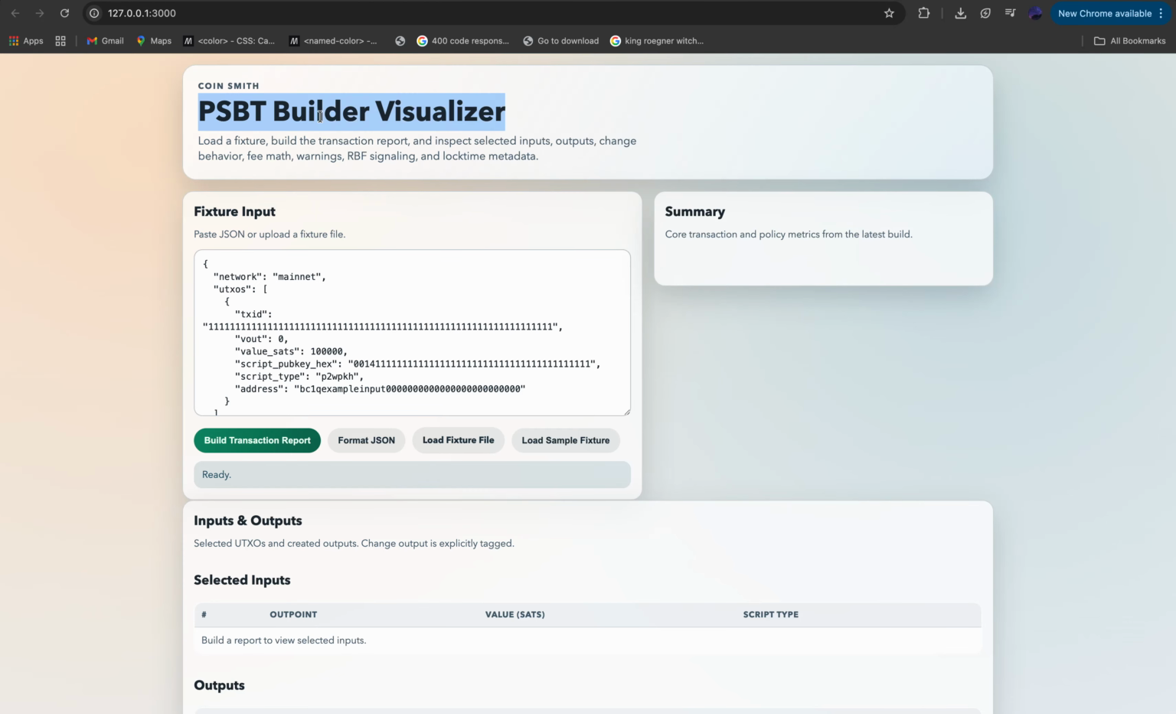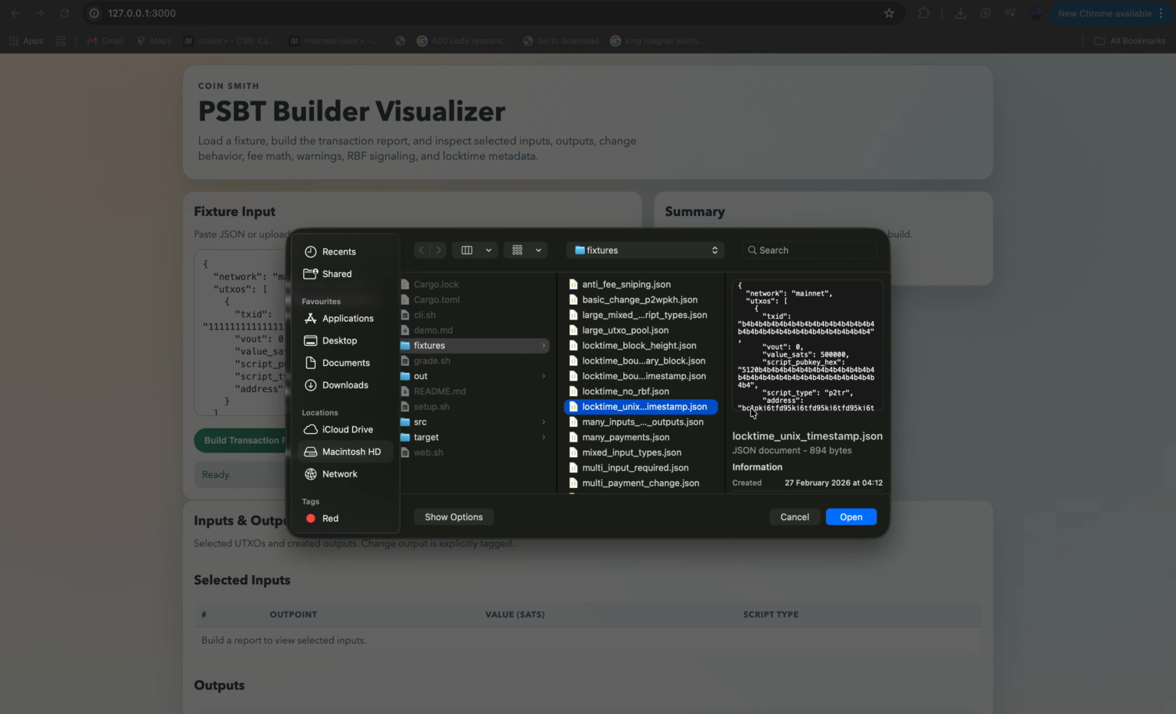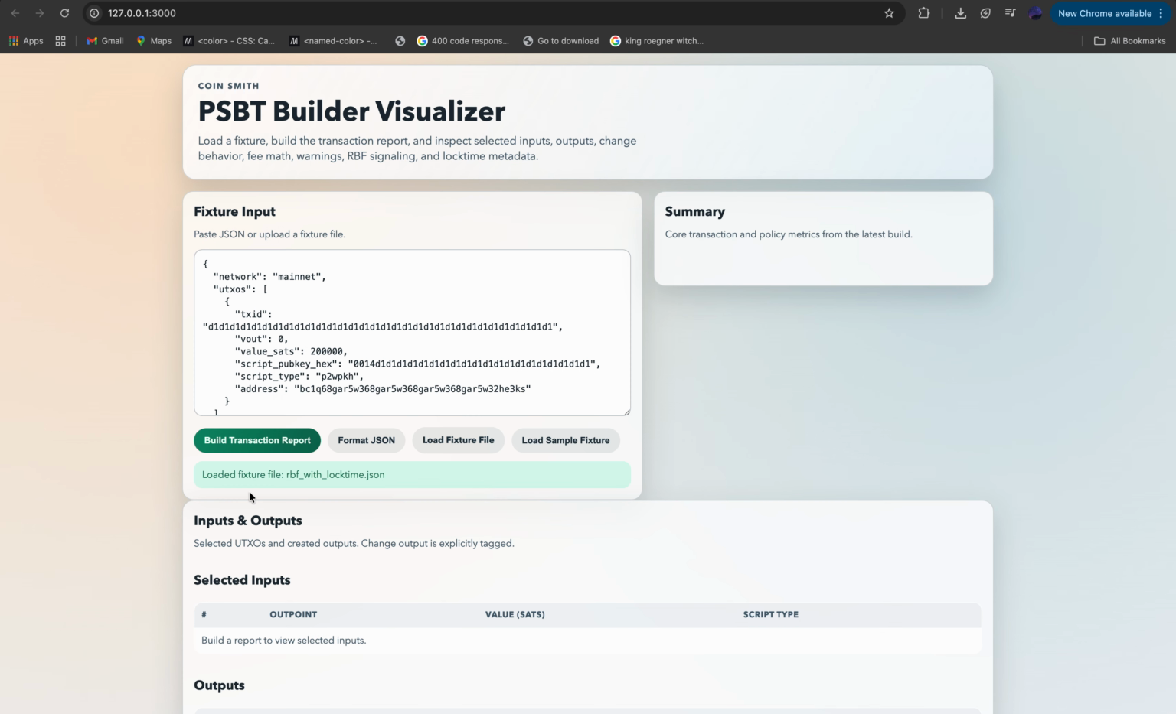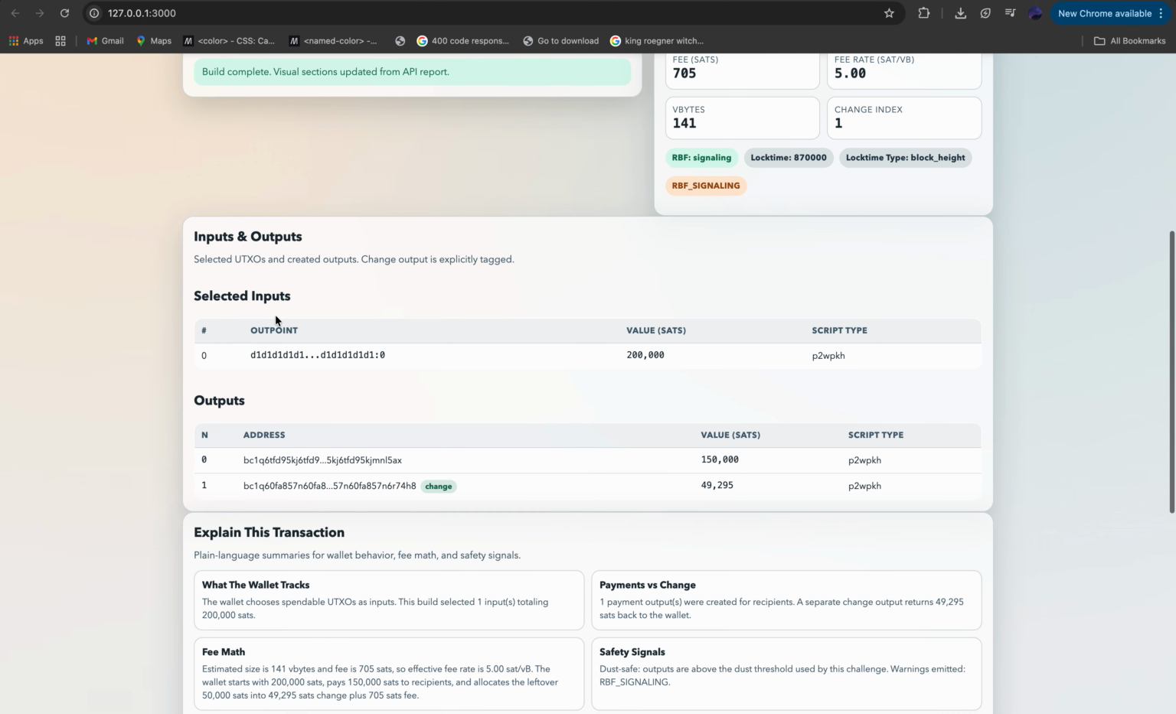Let's quickly build a visualizer to help you understand how Bitcoin transactions work and what the main purpose of UTXOs is. Let's build the report. Now let's come towards inputs and outputs.